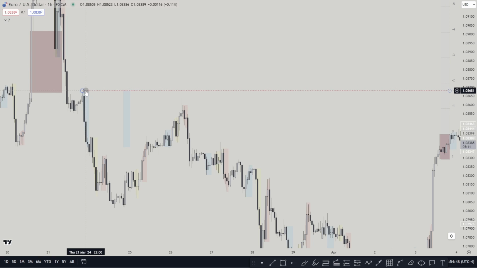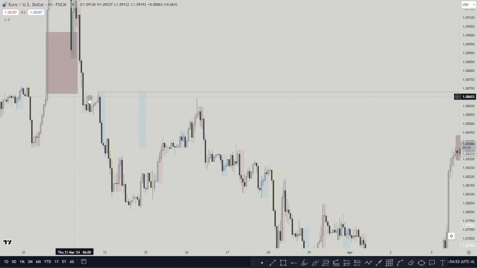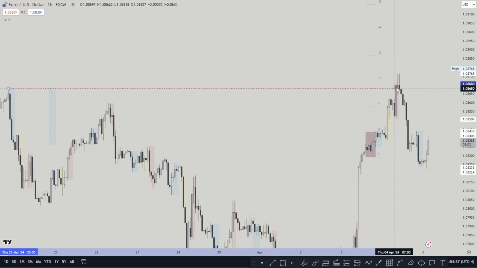We have a fair value gap here and a high, and there is a potential of price going above into that fair value gap, taking the high and then going lower. And that's what happened yesterday. So near the 2 standard deviation, you see, exactly at the 2 standard deviation, that's where price created the high of the day, going lower.